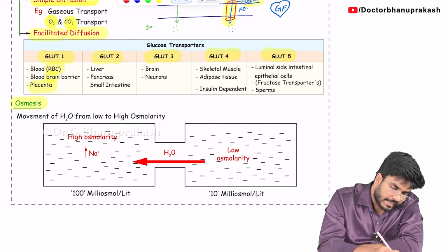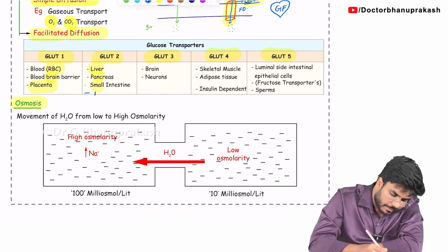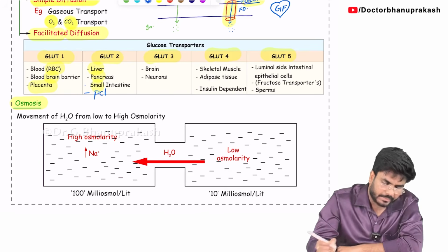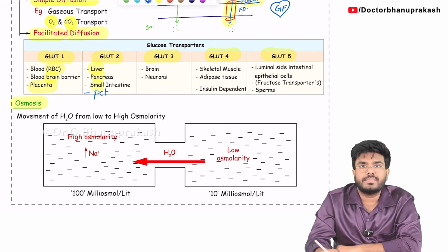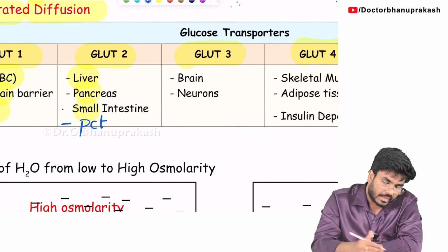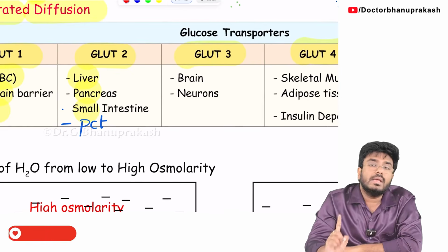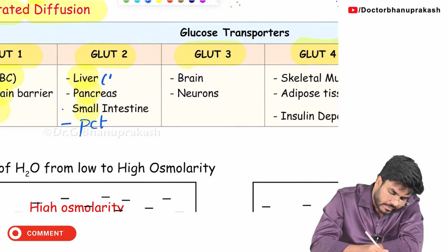Where is it present? It is present in 4 places: liver, pancreas, small intestine and PCT. GLUT2 is present in all these areas. But in one of the exams, the question was asked, GLUT2 is mainly present in, and these 4 options were there. If you have to select only one, GLUT2 is mainly present in liver. Liver should be your answer. This is the main site.